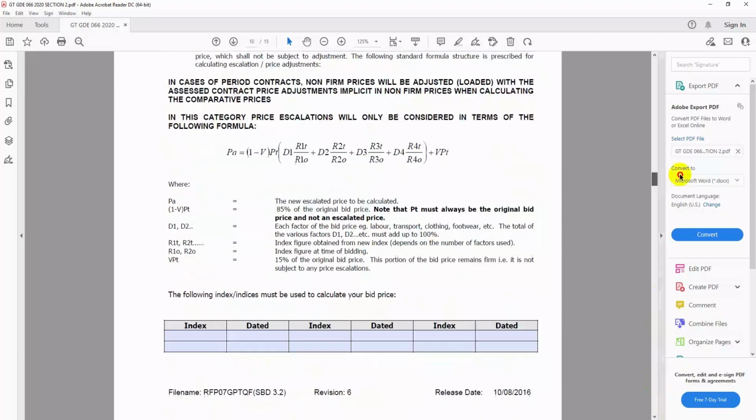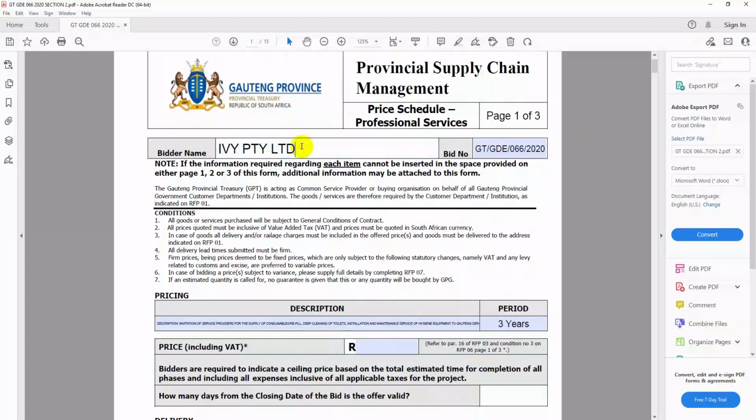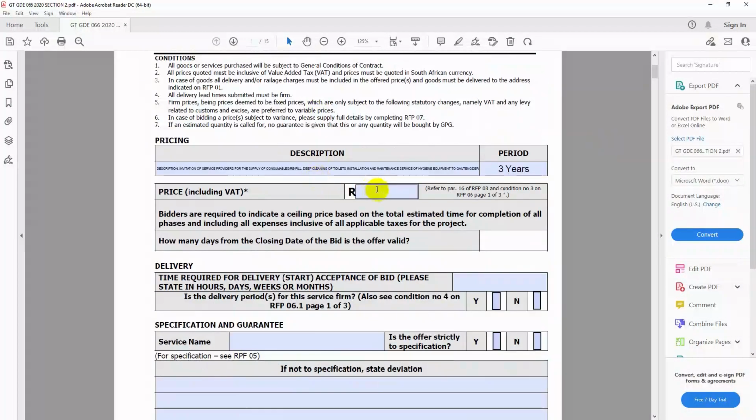So we can go back to page 1. When you have collected all your prices, you know you have included salaries, your project managers, all your employees, and the installation and the maintenance and everything for 3 years. Now you will know how much is the total price.